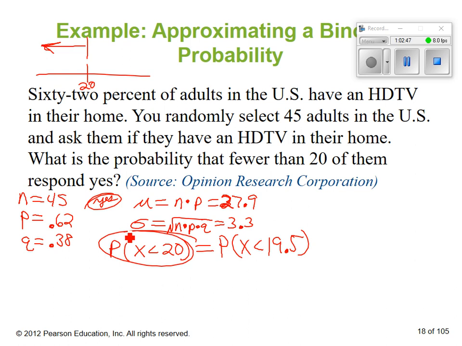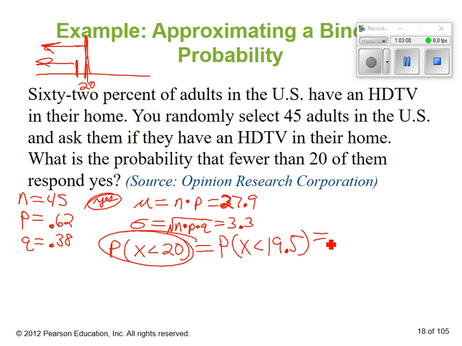So we want less than or equal to 19.5, because we said we want fewer than 20. Well, give me a number that's fewer than 20. 19.9. So on, so on, so on. Is 20 fewer than 20? No, so we don't want to take from here down. We want a little farther over here down. So we've got to correct for that.